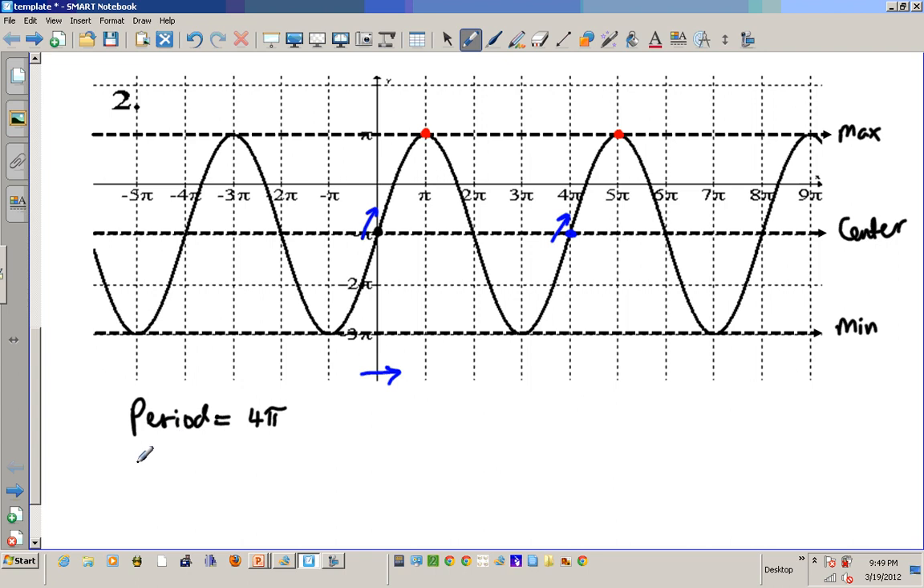Alright? The amplitude is the distance from the center to the max. So how many units from the center to the max? You go 1, 2, that's 2 pi. And there you have it.